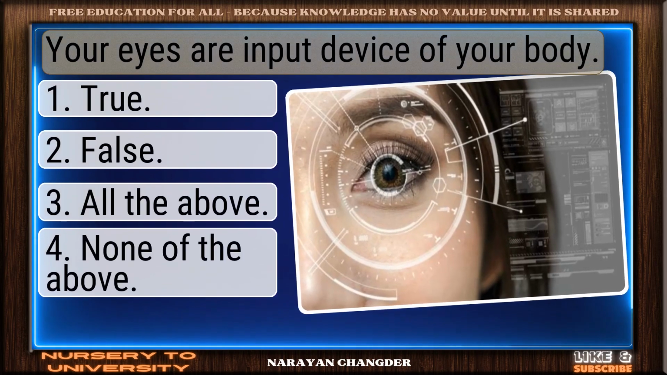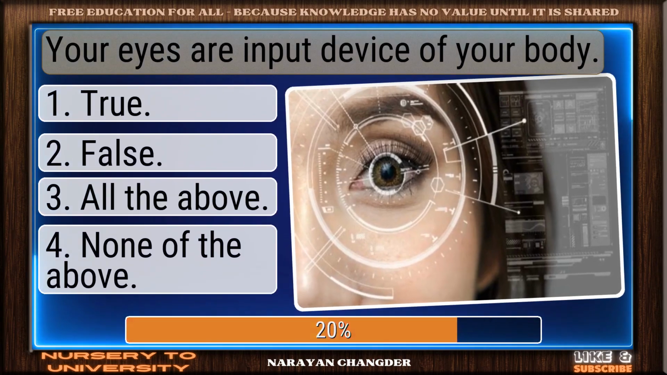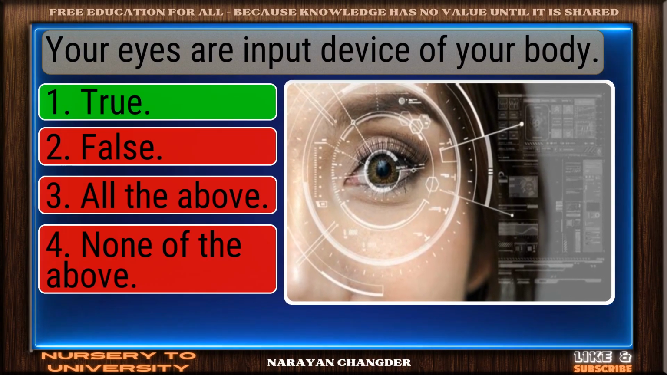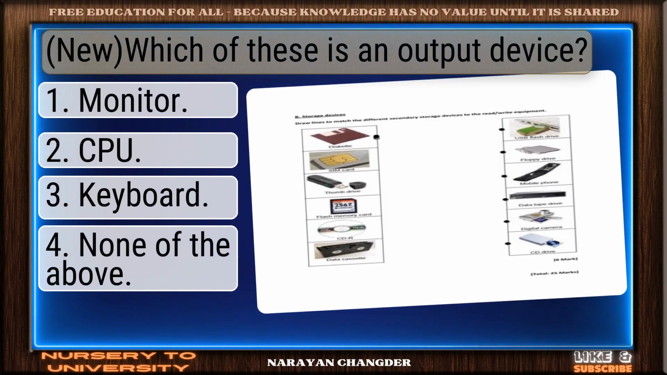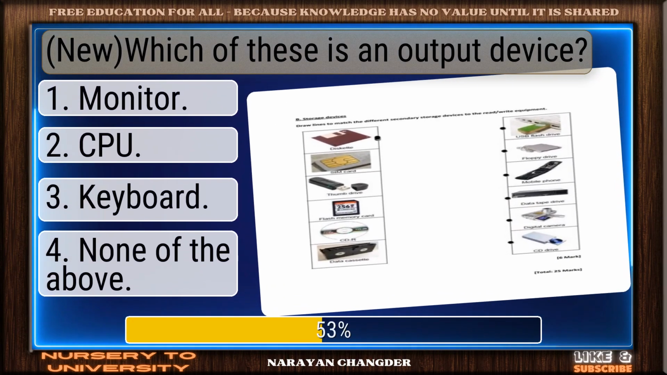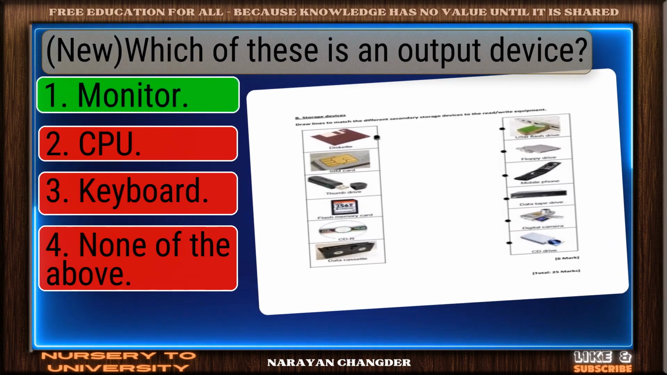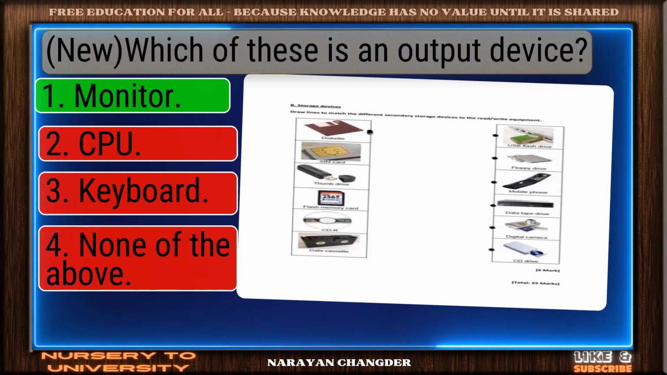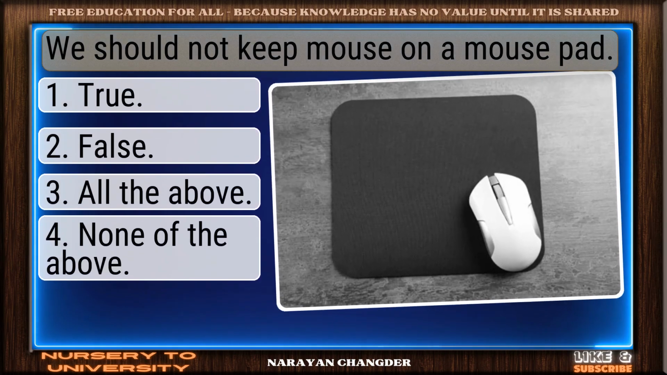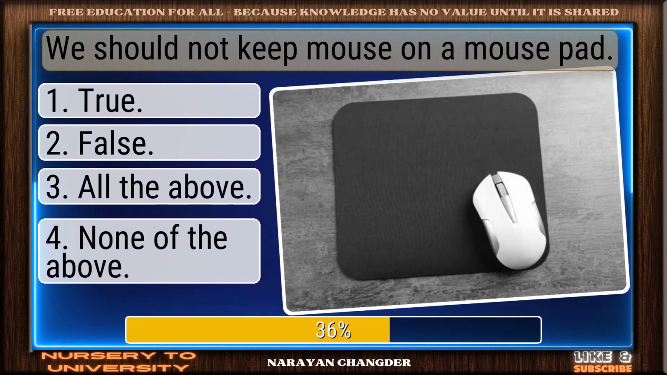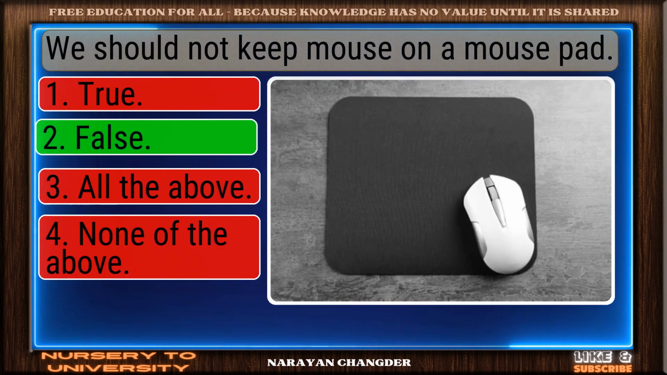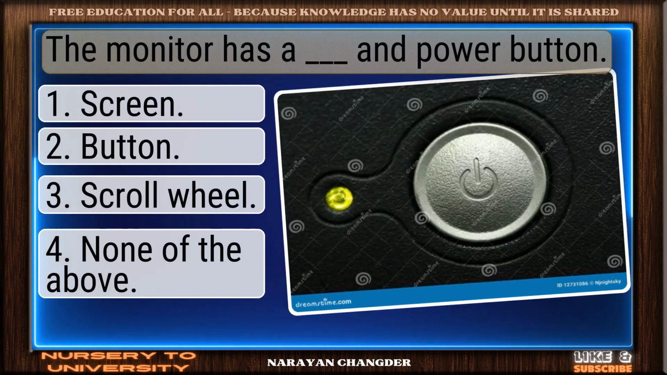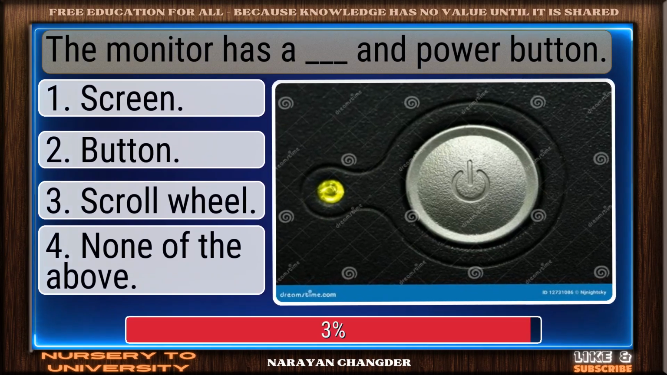Your eyes are input device of your body. Perfect. True is the one. Which of these is an output device? You're right. Monitor is correct. We should not keep mouse on a mouse pad. Exactly. False makes sense. The monitor has a dash and power button.